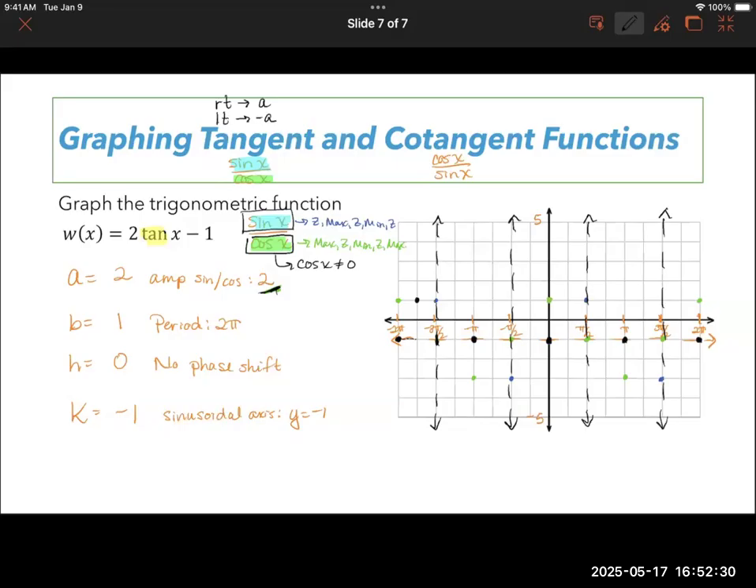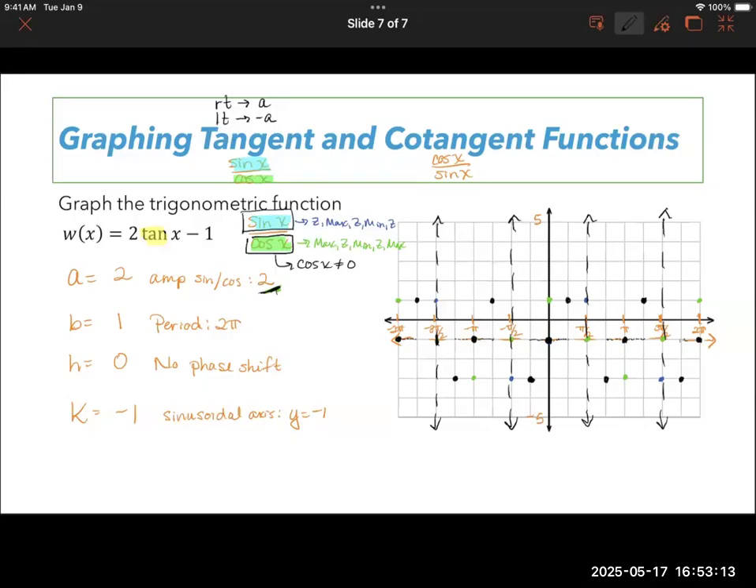I'm going to do the same thing here. From this point, if I go halfway to the right, I'm going to go up 2. If I go halfway to the left, I'm going to go down 2. And so you see those points are in line with our max and min points that we had. Same thing here. From this point, going to the right, up 2, and going to the left, down 2. And you just keep doing that. To the right, up 2, to the left, down 2. And then here we only need to go to the left and down 2.